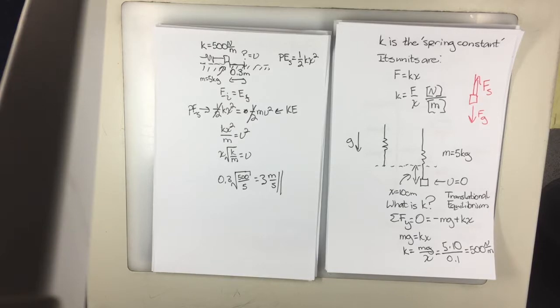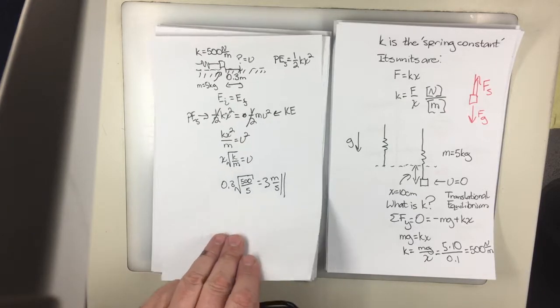I worked really hard to make sure that Atwood's machine problem just cranked out an acceleration of 4 as the answer. 4, not 4.0221, 4. So the answer coming out is 3 meters per second. All of the energy has been converted from spring potential energy to kinetic energy.